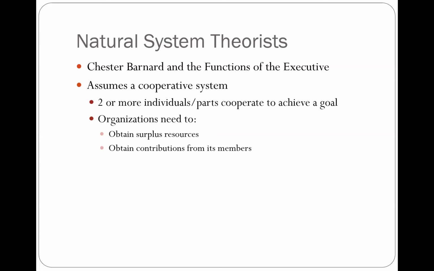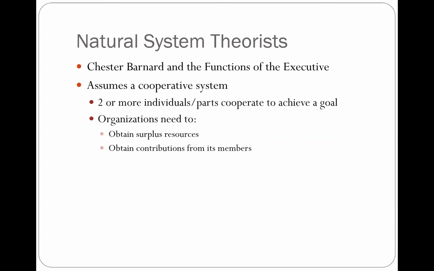So to start with our natural systems theorists, the one we talk about most in this course is our good friend Chester Barnard. Chester Barnard we have run into many times in this class, and we're running into him again. We ran into Chester Barnard when we talked about human relations theory. We ran into him again when we talked about motivation theories. Now we're going to encounter him again as we talk about natural systems theory. Chester Barnard is best known for his famous work called The Functions of the Executive.